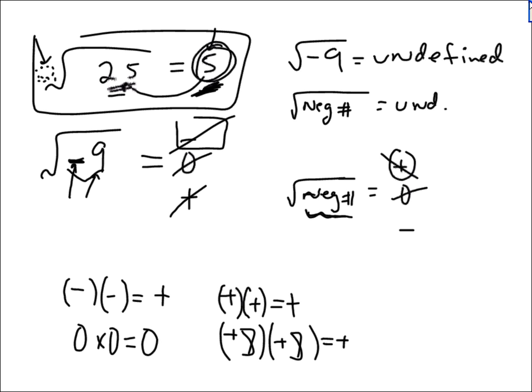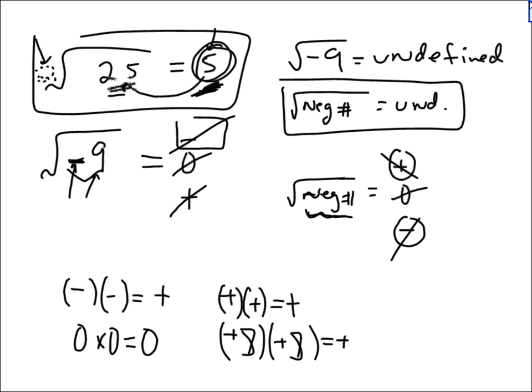Can the square root of a negative number equal a negative number? Well, when you square a negative number, when you multiply a negative number by itself, you don't get a negative number. The square root of a negative number is always undefined. I could have just given you that. I could have said, square root of negative numbers is never defined. And you're going to have to remember that.